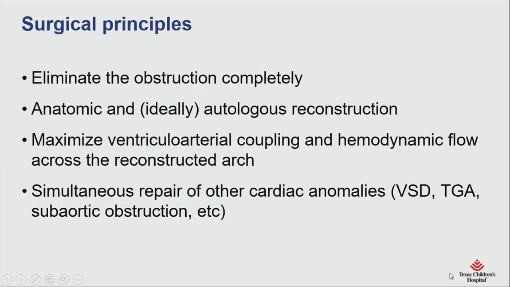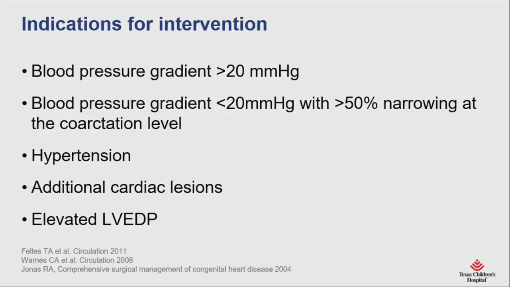The surgical principles are simple. You want to eliminate the obstruction completely. If you leave residual obstruction, that's going to increase the risk of reintervention and long-term hypertension. And ideally, you want an anatomic repair that uses autologous tissue and that has a very nice convexity to the arch, because that's going to maximize your coupling of the ventricular arterial system and your hemodynamic flow. Indications for intervention: a significant blood pressure gradient, hypertension, additional cardiac lesions, or elevated end-diastolic pressure.